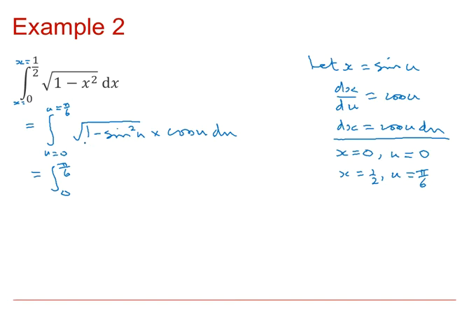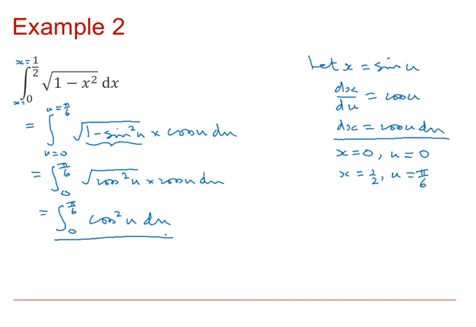1 minus sine squared, we've seen many times, is cos squared. So this becomes the square root of cos squared u times cos u du, which is the integral from 0 to pi by 6. The square root of cos squared is of course cos, times the extra cos is cos squared u du. So we haven't finished the problem, but we've certainly ended up with an easier integration which we can have a go at now.